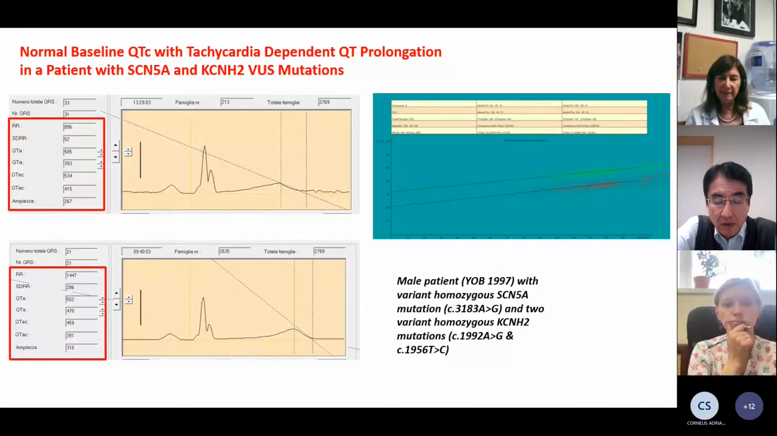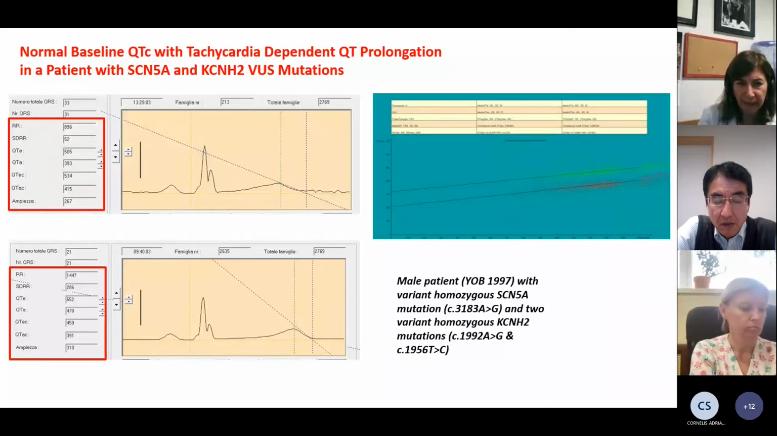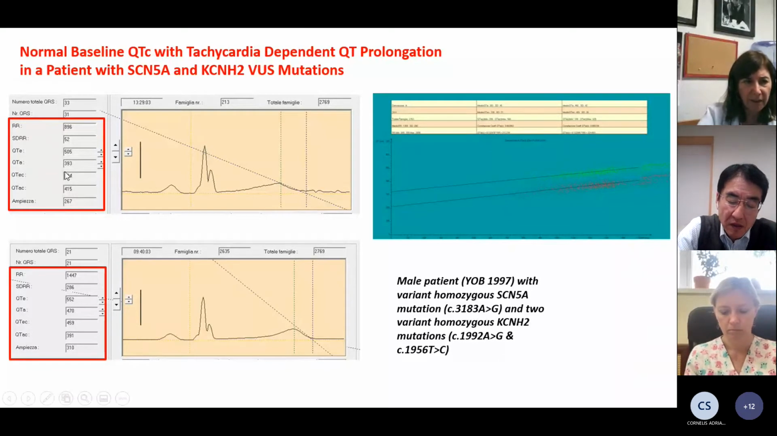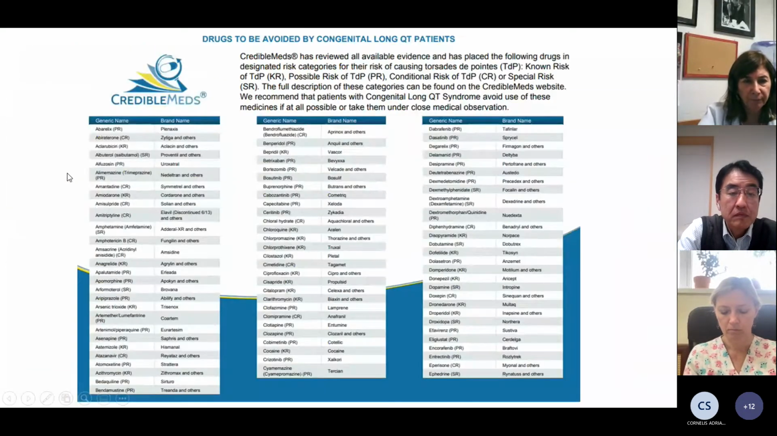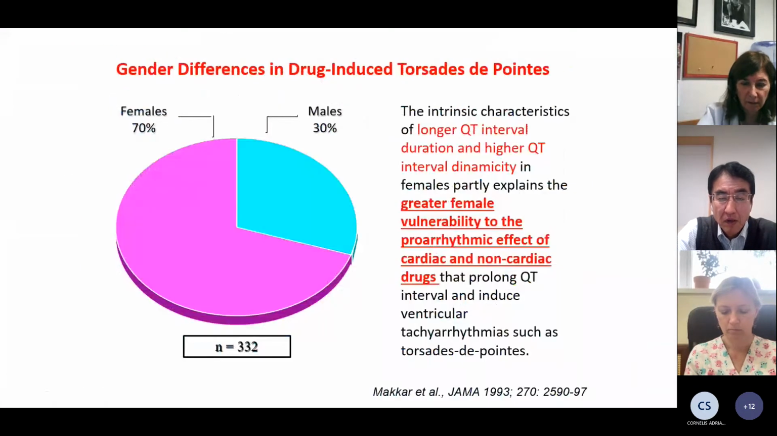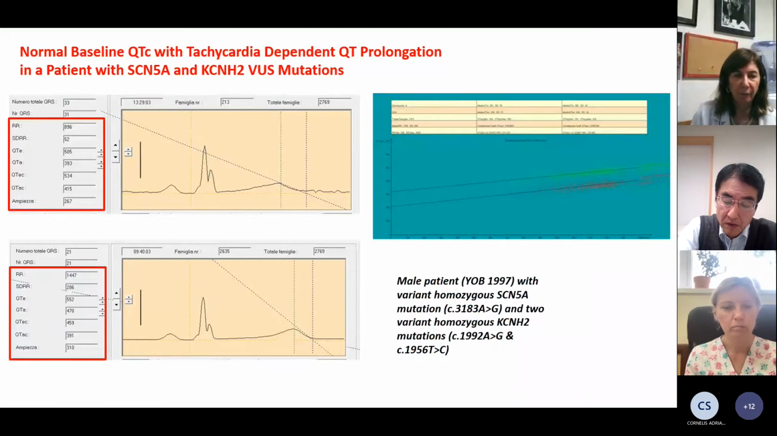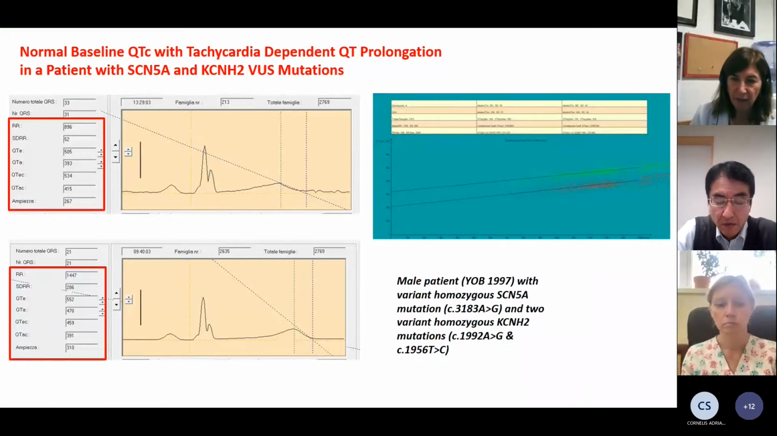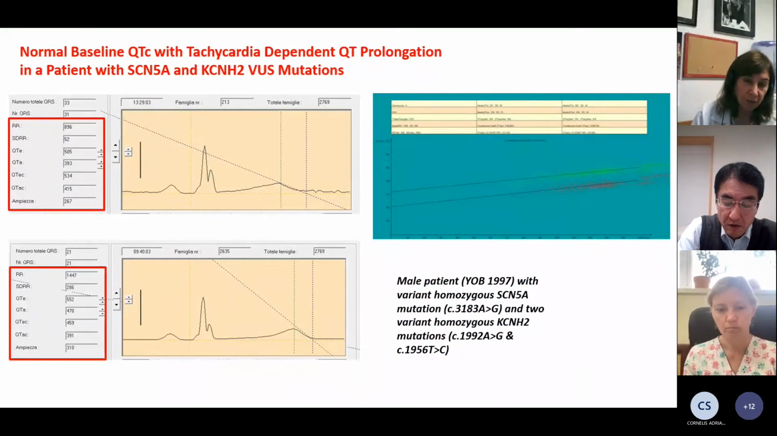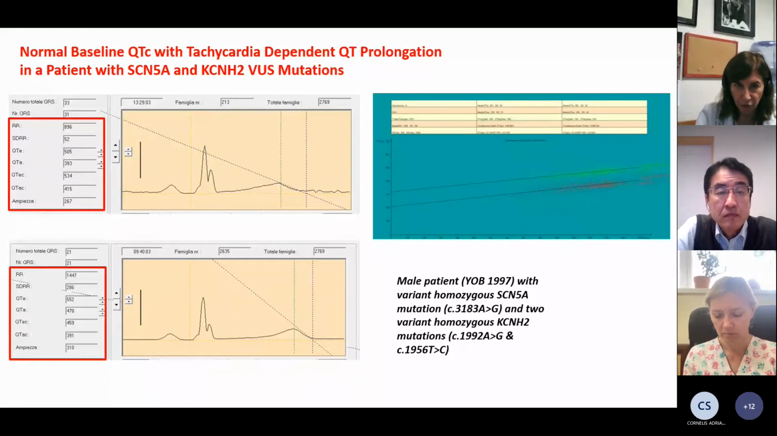In fact, what happens is that this QT does not modify at all. So what is almost normal at baseline with the normal heart rate, if you exercise during his time in his life, you will come up to a QT which is well above 500. So it's important not only to consider a patient at baseline, but also to see how his QT is handled during heart rate modification.